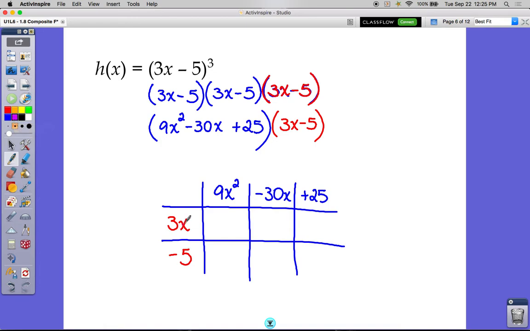So then 3x times 9x squared. We multiply those two together, we end up with 27x cubed. Notice red and blue makes purple. There's your art lesson again. Then 3x times negative 30x is negative 90x squared. 3x and 25 makes plus 75x. So now all of those have been multiplied by 3x.